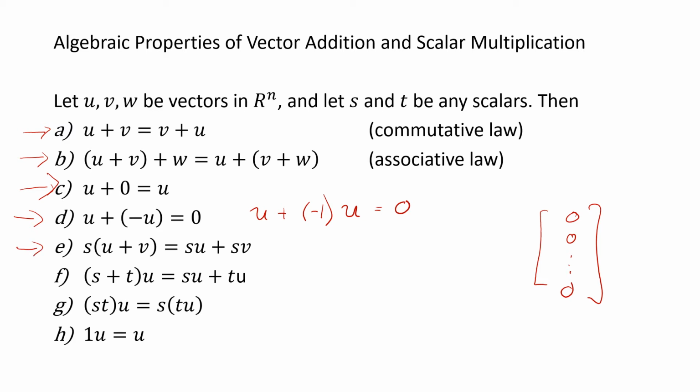The fifth one, that's dealing with when you start combining vectors and scalars. So a scalar s times (u plus v) is equal to su plus sv. So in other words, you can add your vectors together first and then multiply, or you can multiply each of the vectors first and then add them. You get the same thing. The next one is (s plus t) times u equals su plus tu. If you have two scalars and a vector, you can add your scalars first, then multiply, or you can multiply first and then add. These two combined are called distributive laws.